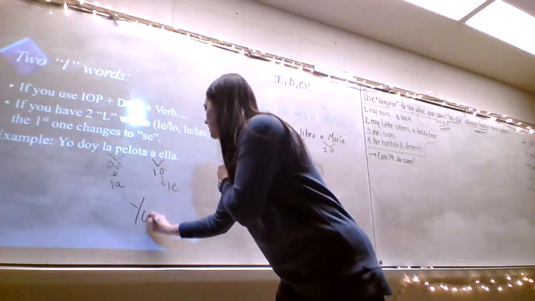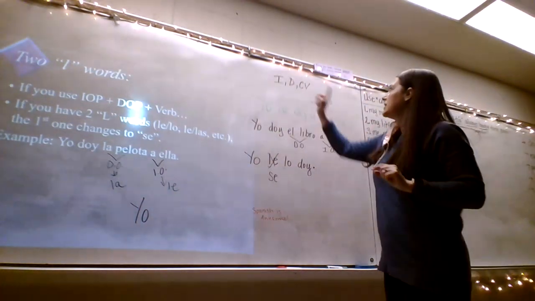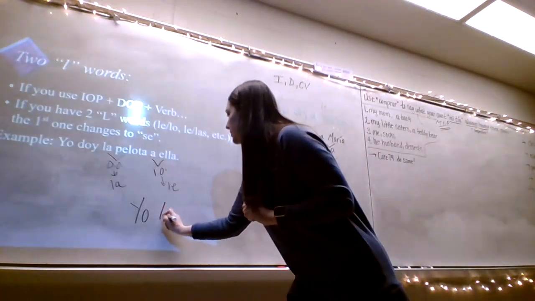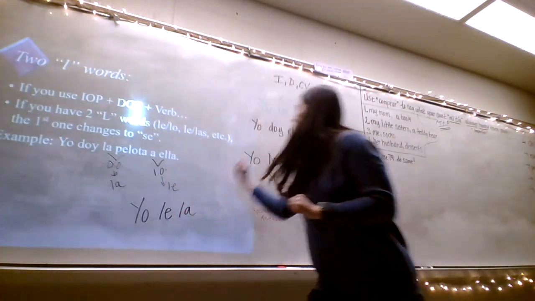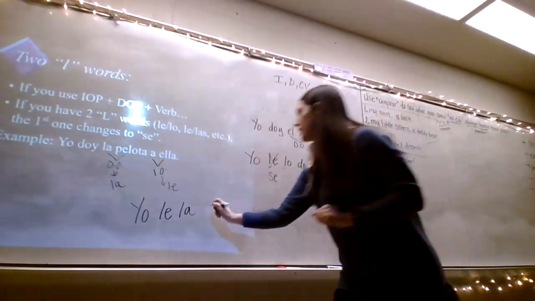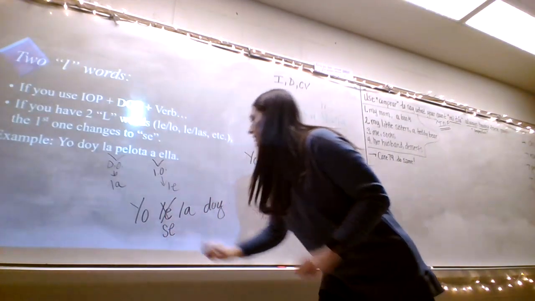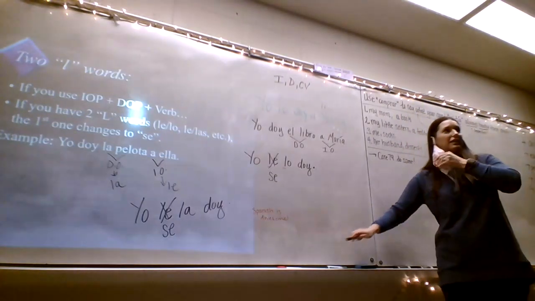So yo, what's next? Indirect, direct, or conjugated verb before we switch it up. So first we put le. Direct would be la. Conjugated verb would be doy. We ended up with two L words. So the first one will become se. Your answer is yo se la doy. And that means I give it to her.